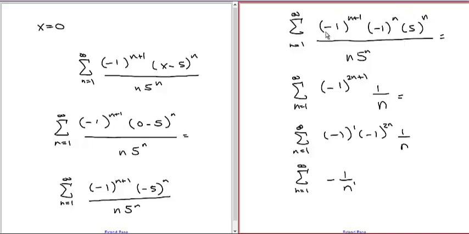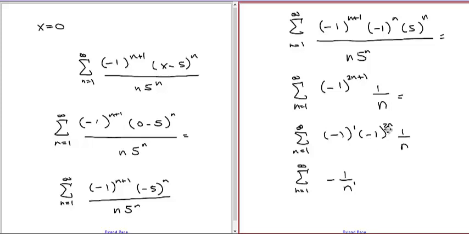Now, I already had this -1 to the n plus 1 from the original alternating series. So I combine these two, and because they have the same base, you add the exponents. So n plus 1 plus n is 2n plus 1. Over here, I cancel out 5 to the n and 5 to the n, so that disappears. Now, here I have -1 to the 2n plus 1, which I'm going to break apart again, but differently than it was originally. So I have -1 to the first power and -1 to the 2n.